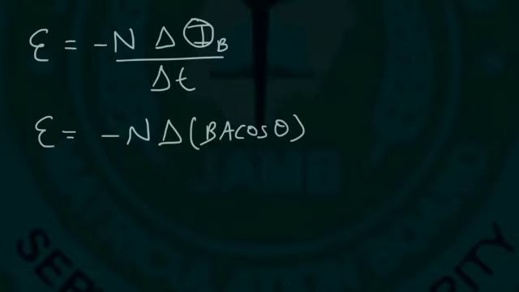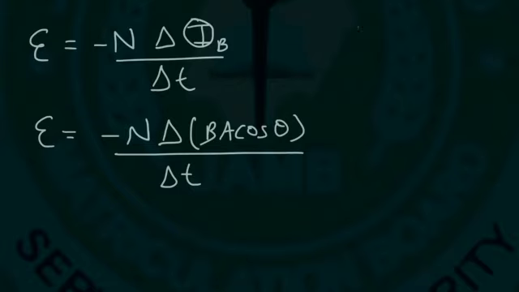So the induced EMF is equal to negative N times the change in the magnetic flux divided by the change in time. This equation is associated with Faraday's law of induction. Basically, it states that the induced EMF is proportional to the rate of change of the magnetic flux. And the flux is BA cosine theta. So if the magnetic field B changes, or if the area changes, or if the angle changes, there's going to be an induced EMF generated.